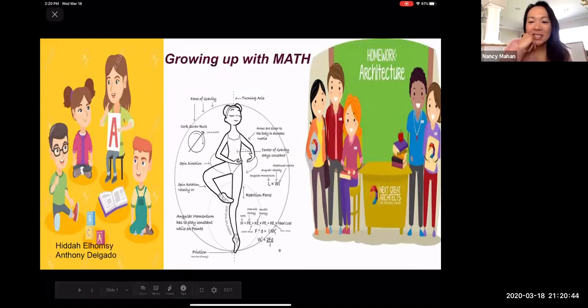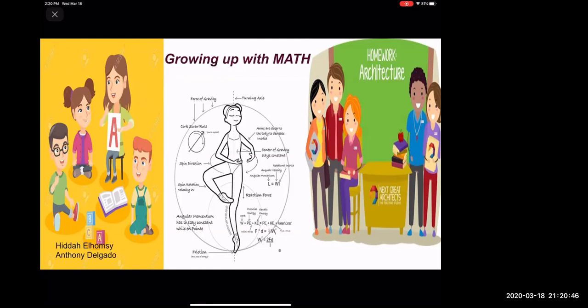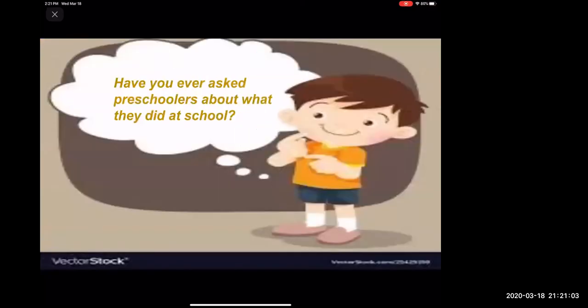Yes. Okay, so we did ours like me and Anthony. I did it on my major, something that had to do with my major, and he did it with something that had to do with architect and dancing. So we named it Growing Up with Math. Do anyone of you remember how did they like started learning math? Or have you asked someone like preschoolers or something?